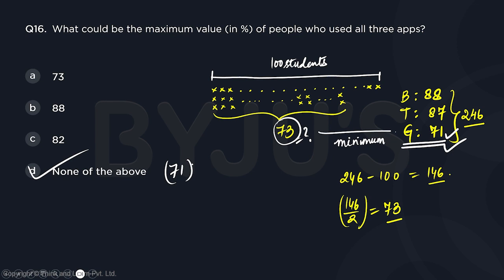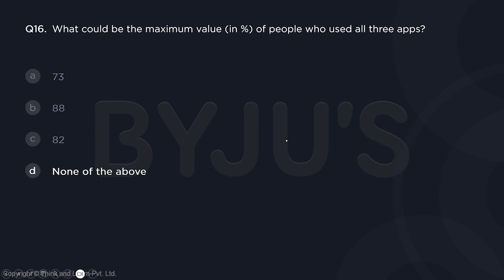Instead of distributing the chocolates, please remember, whenever you have such a question, the answer is always going to be the smallest set. Okay, in very rare scenarios it won't be the smallest set. Suppose the distribution would have taken us, instead of 73, to just 70. So we would have chosen 70. Okay, so the answer is going to be D, none of the above.